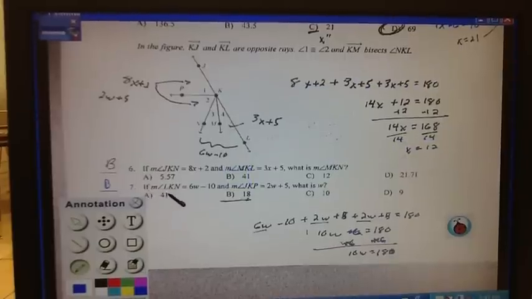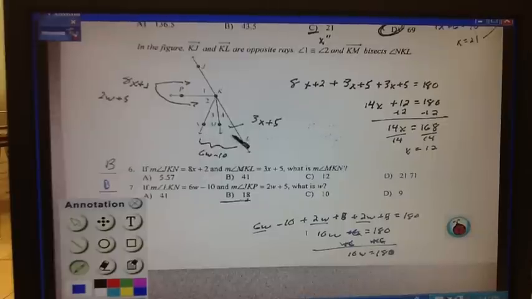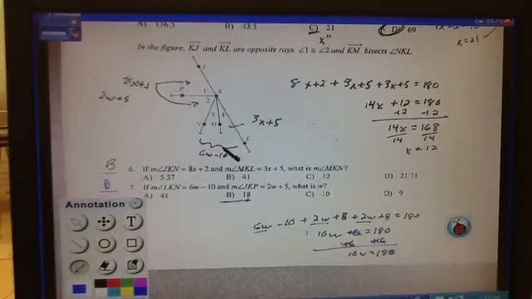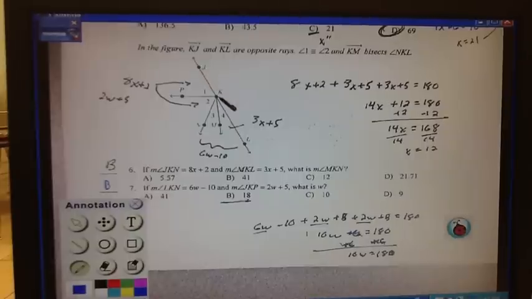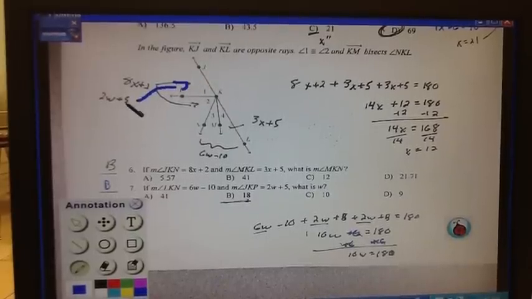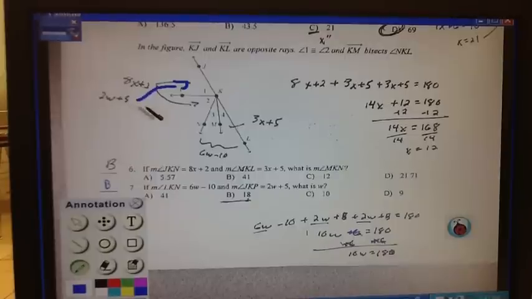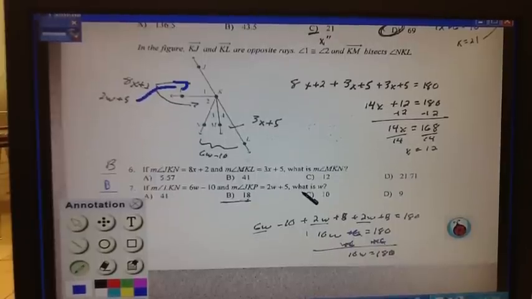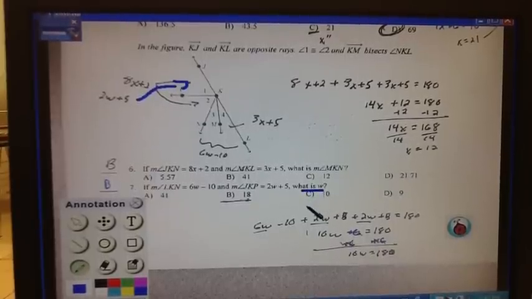Alright, question 7. Almost the same type of question. LKN, so if we look at LK and N here, we got 6W minus 10. Remember, that's both of those put together. That's why I kind of got that there. We got JK and P. So JKP, this time it's just the 2W plus 5. So almost the same question, they just flip-flop. They actually want to know what W is this time.